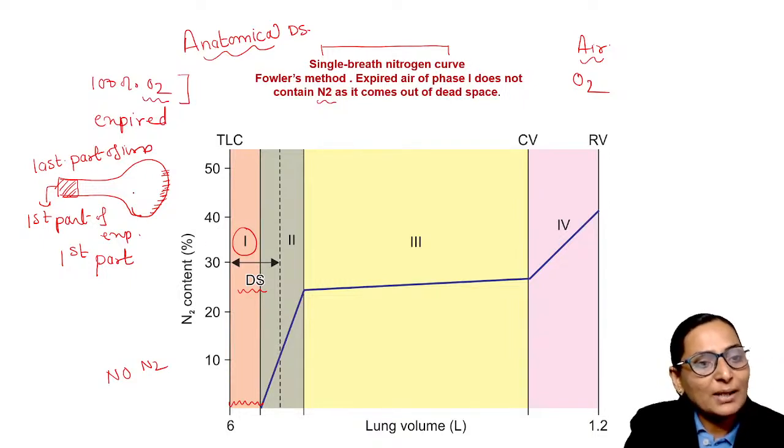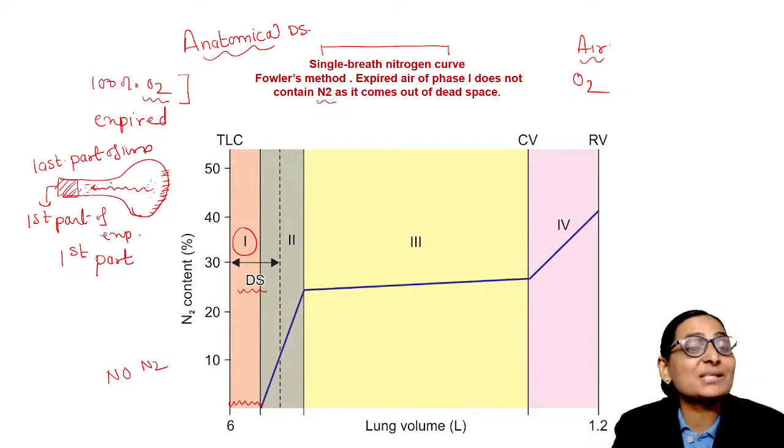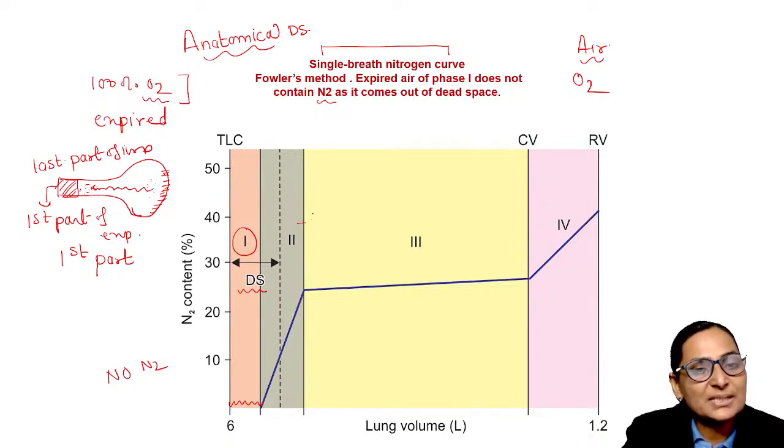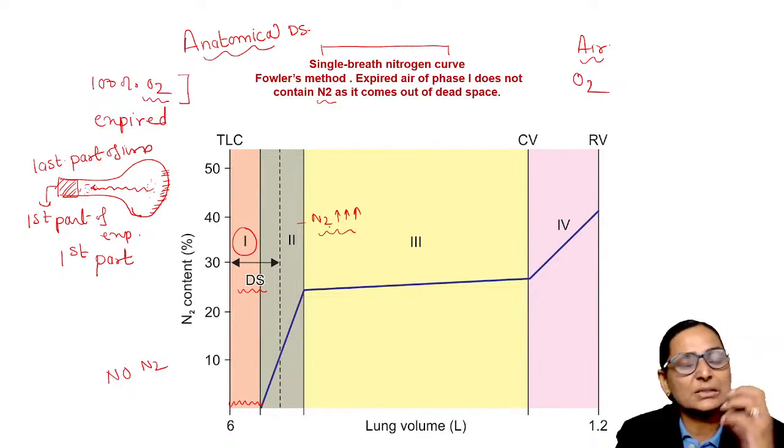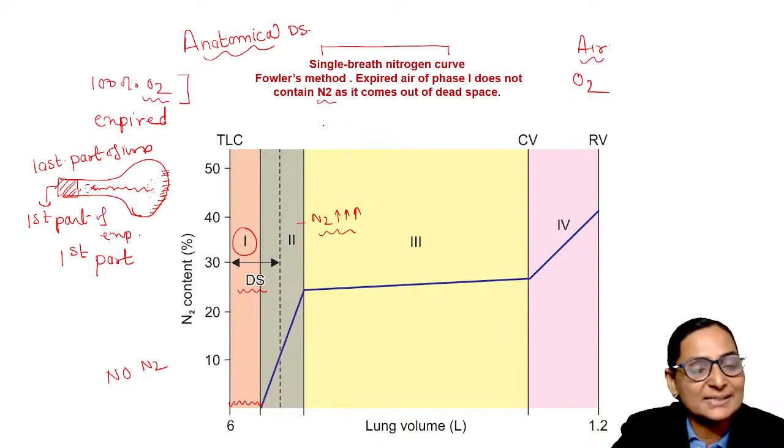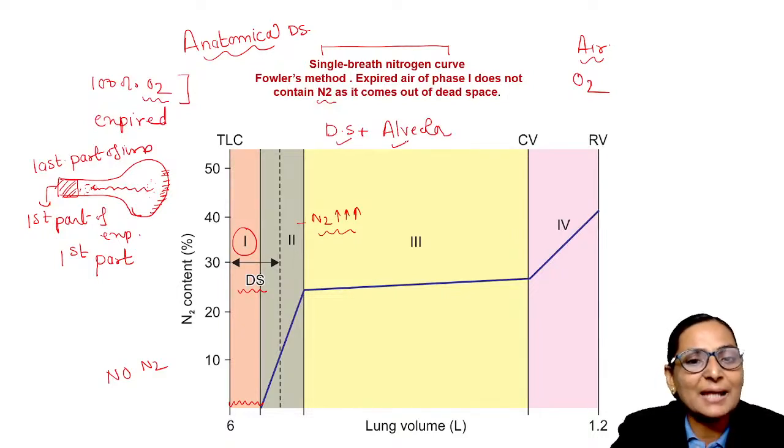Now gradually what happens is that this air is going to get mixed with the alveolar air, because the alveolar air will now travel out as it has to be expired. So in the second part you will see that the nitrogen concentration rises, which means it is now a mixture of two parts, the dead space air and the alveolar air.